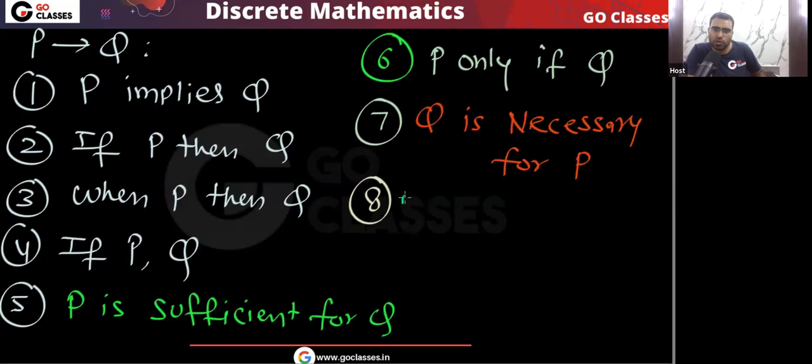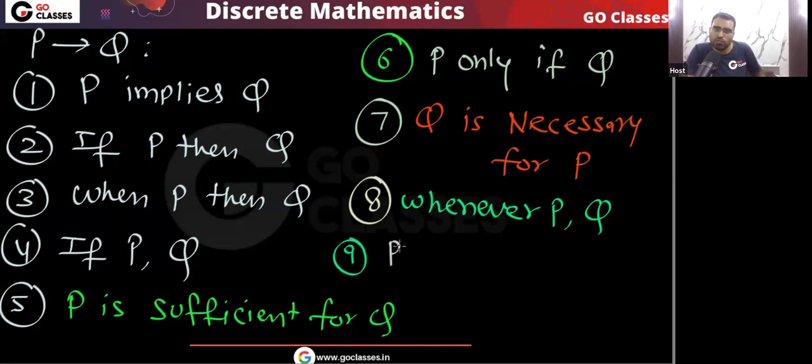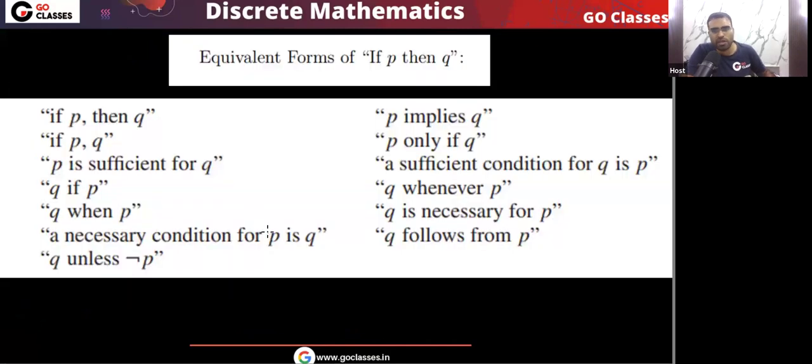Okay, so it means I can also write like this: whenever P, then Q. Whenever P happens, then Q happens. I can also write that provided that P, then Q. Okay, so many different ways. Do you agree with me? There are many different ways and all are important.